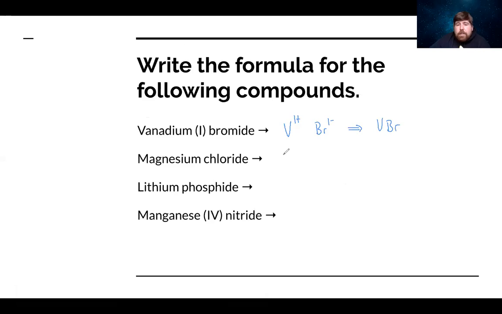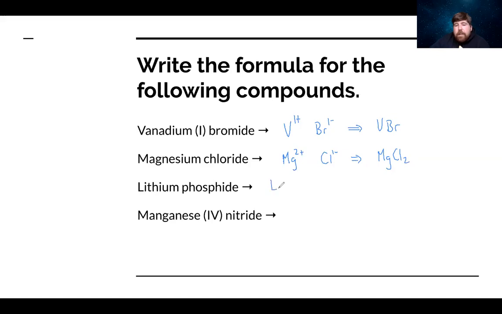Magnesium chloride. Magnesium is in the second column, so it's going to have a charge of 2+. Chloride is in the seventh column, so it's going to have a charge of 1-. When the ions form a compound, it's going to be MgCl2. Notice that I take the number here and use it as the subscript on the other ion. The subscript for Mg would be 1, the subscript for Cl would be 2.